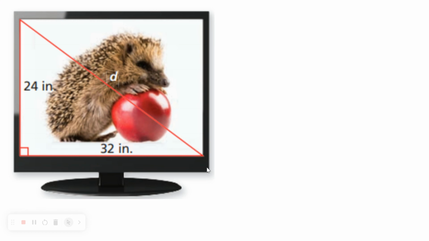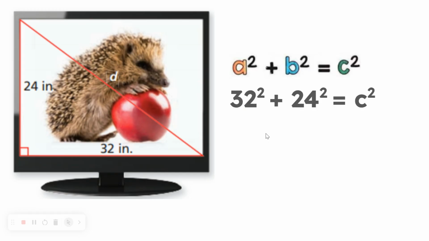The first thing we need to do is write down our formula. So we need to write a squared plus b squared equals c squared, so that can help us stay organized. Then we can plug in our two measures. Our a squared, we're going to do 32 squared. And then our b squared, we have 24 squared. And that is equal to c squared.